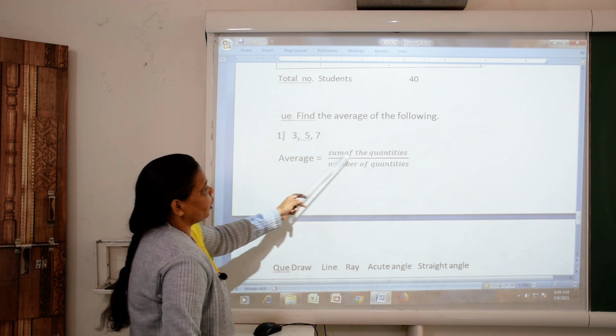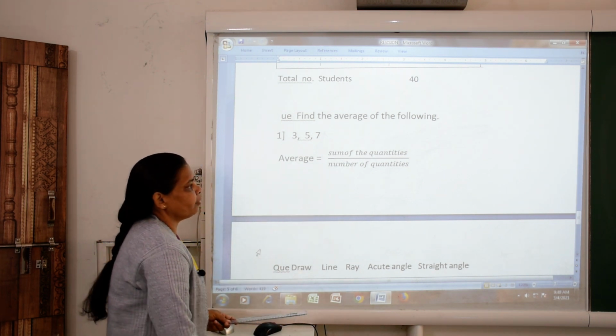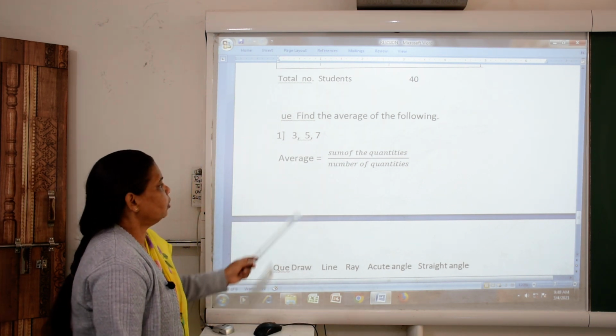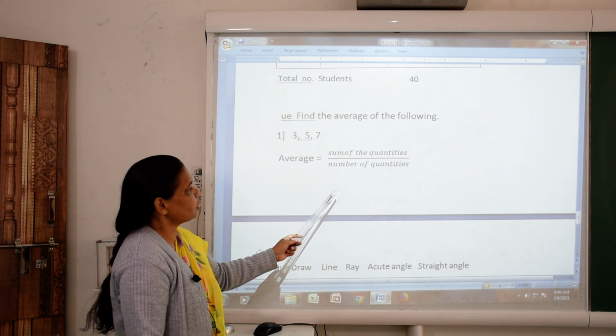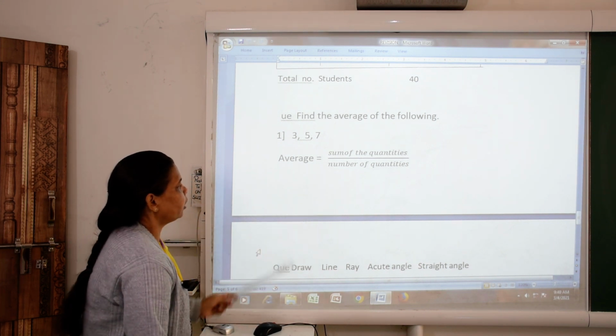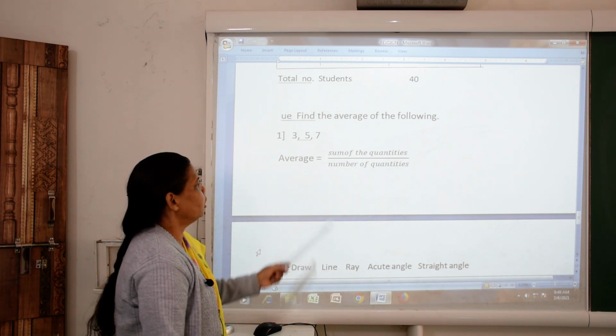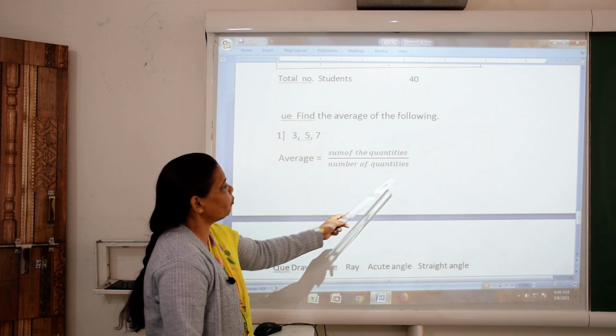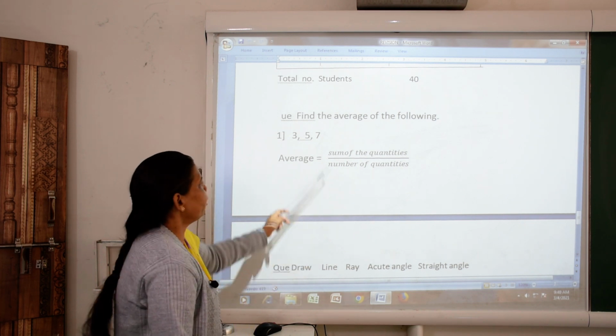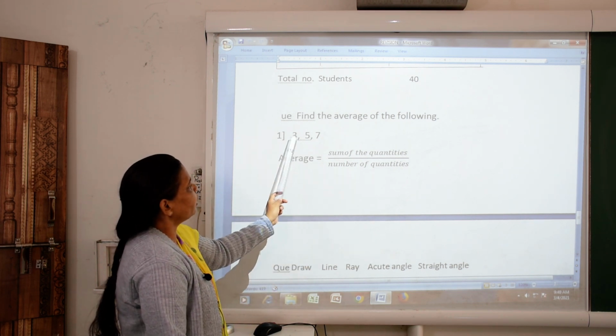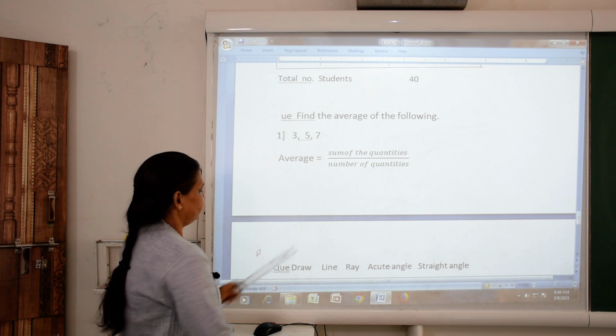And find the average. Children, you know what is average? Average is the value which puts the given number of quantities equally. You add the sum of the quantities and divide by the number of quantities, 1, 2 and 3.